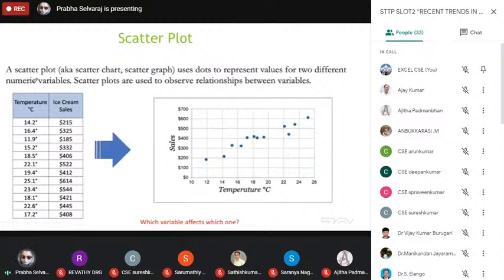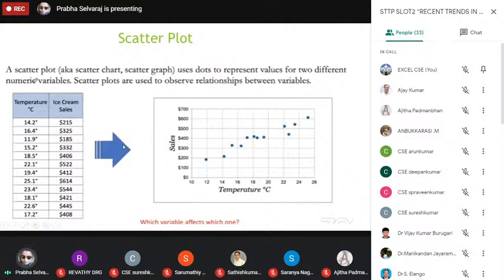Now let us consider an example. I have a data set of temperature and ice cream sales. When you consider this example, which is the dependent variable and which is the independent variable? Does ice cream sales depend on temperature, or does temperature depend on ice cream sales? Your ice cream sales will improve depending on the temperature. We cannot say it the other way, that ice cream sales will decide the temperature. No, it is wrong.